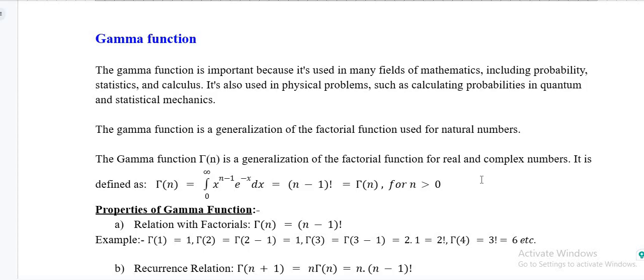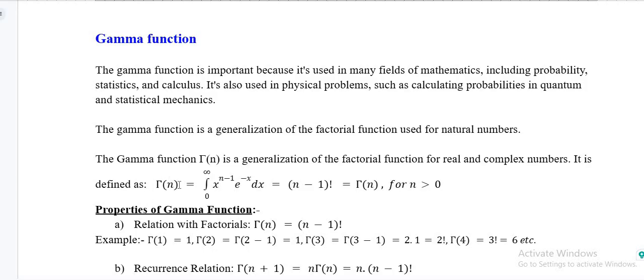So what is the gamma function? The gamma function is a generalization of the factorial function used for natural numbers. So how to represent it? The gamma function will be represented as gamma n. It's a generalization of the factorial function.